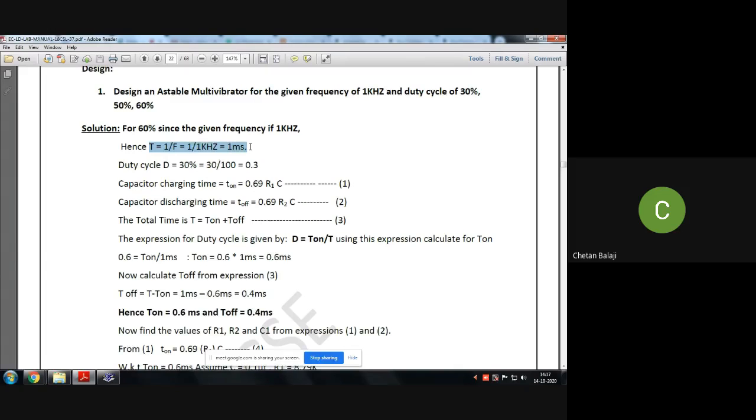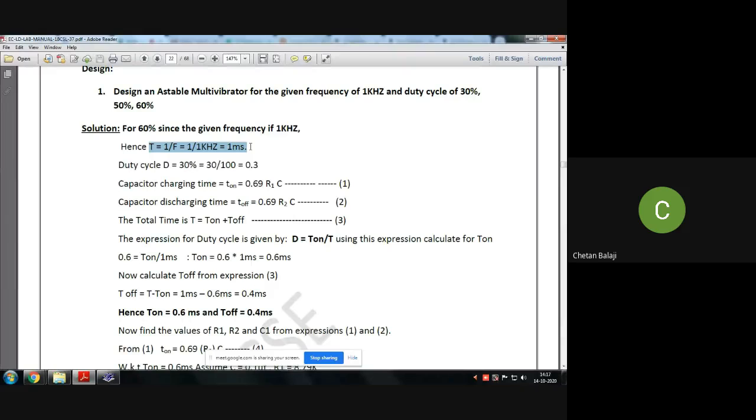1 by 1 kilohertz: kilo when it goes up becomes minus 3. 1 into 10 power 3 in the denominator, when it goes up becomes minus 3. Therefore it is 1 millisecond. So for the frequency of 1 kilohertz my time is 1 millisecond.